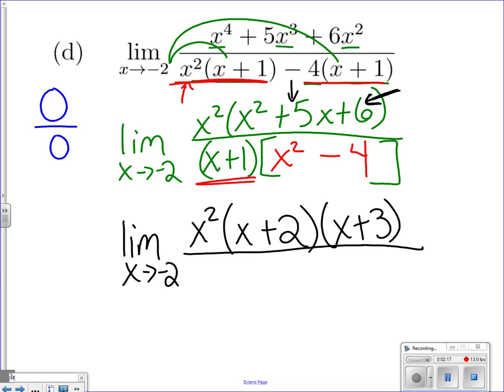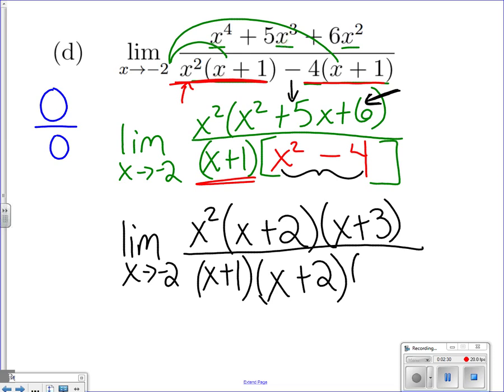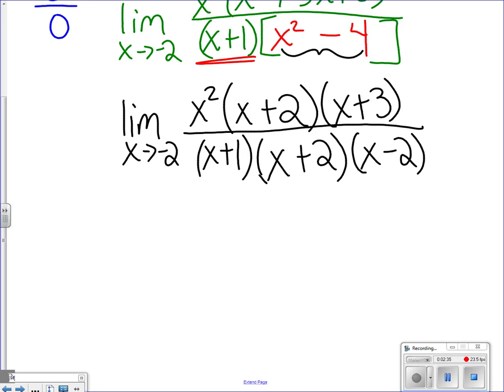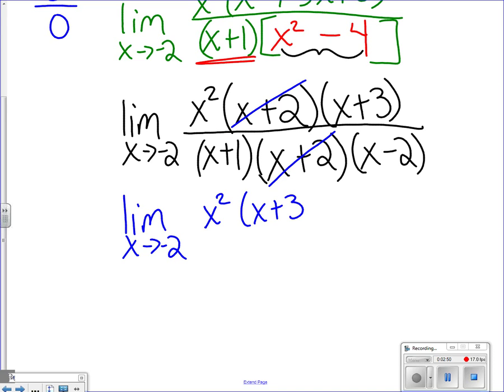On the bottom, we still have our x plus 1 that we pulled out. And we can go ahead now and factor this x squared minus 4. Hopefully you can see that that is the difference of two perfect squares. So that just comes out to be x plus 2 times x minus 2. And from here, we can see that these x plus 2s match. One's on top, one's on bottom. We can cross those out. So we end up with the limit as x approaches -2 of x squared times x plus 3 on top, all over x plus 1 times x minus 2.